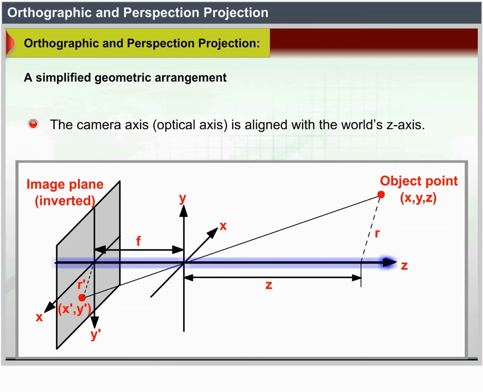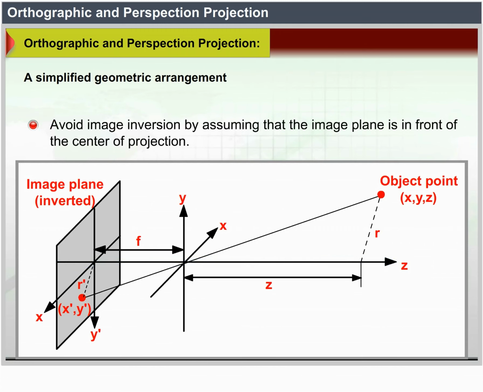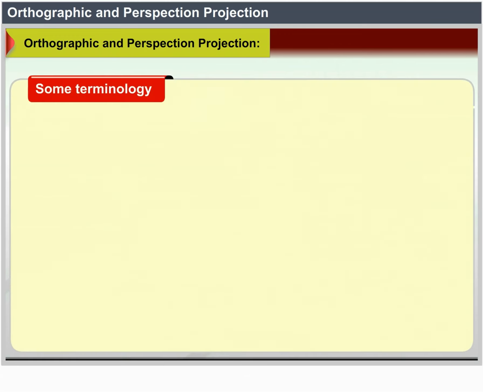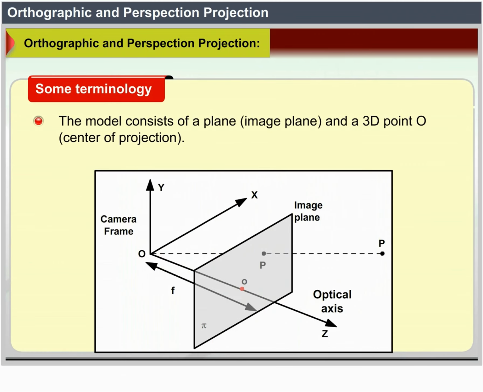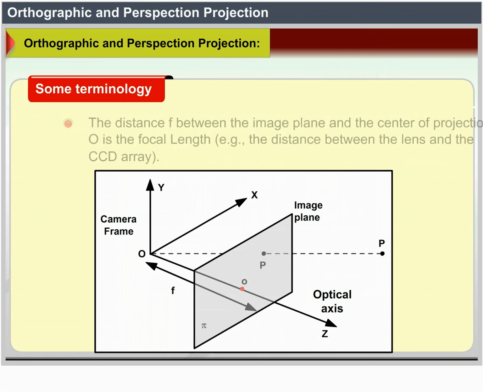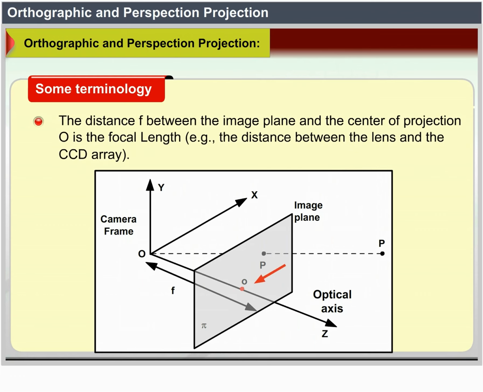3. Avoid image inversion by assuming that the image plane is in front of the center of projection. Some terminology. The model consists of a plane, the image plane, and a 3D point O, the center of projection. The distance f between the image plane and the center of projection O is the focal length, that is, the distance between the lens and the CCD array.